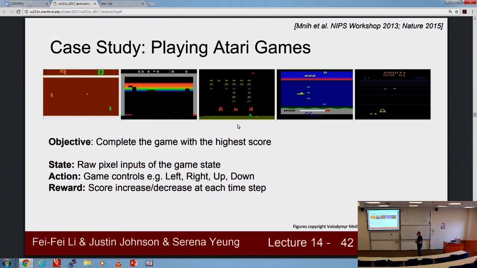The actions correspond to joystick actions: left, right, fire, etc. And the only rewards that we recognize are the score increases or decreases in response to our actions. Okay? And we start with a random Q network that knows nothing, and we train it using the updates that we saw in the previous slide.